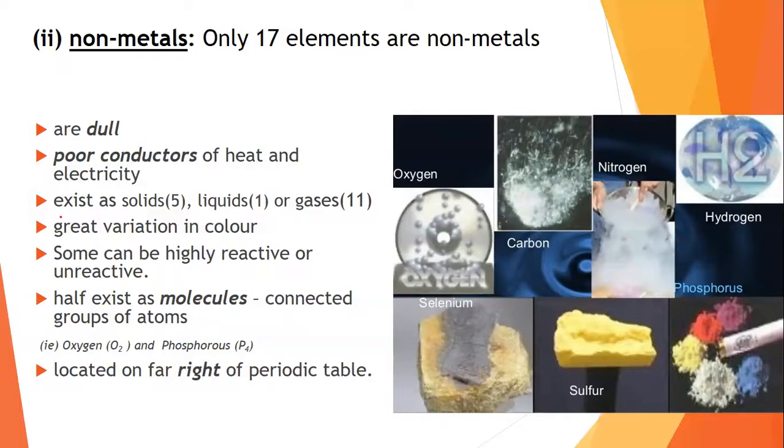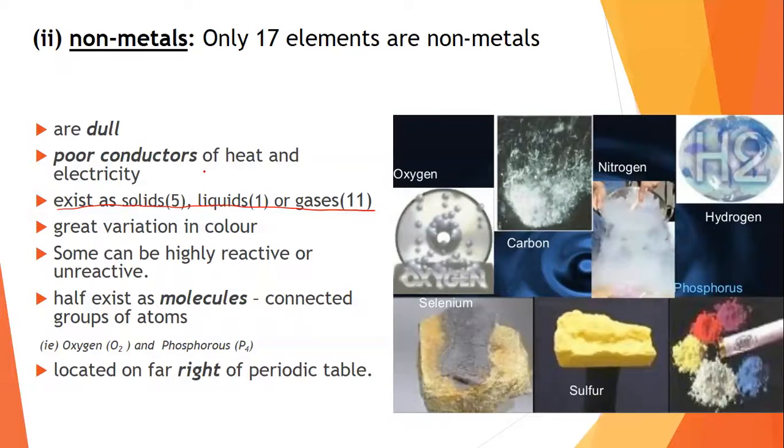Non-metals can exist as many different states. Okay, so 5 of the non-metals exist at room temperature as solids, 1 of them as a liquid, and 11 of them exist as gases. Whereas metals are all solid except for mercury, right? Non-metals can be solid, liquid, or gases at room temperature.